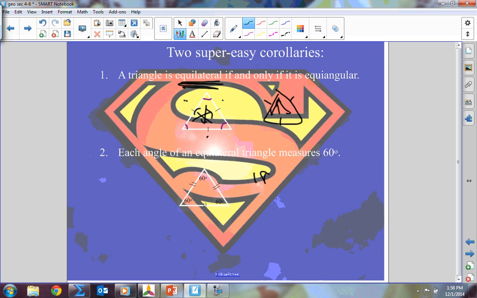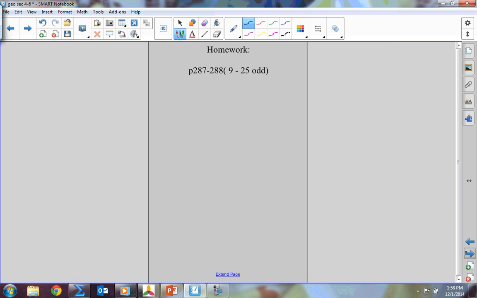And then 180 divided by 3 is 60. So since all the angles are the same, and they always add up to 180, 180 over 3 is 60. So each one would be 60. So you could prove those easily enough if you were ever asked to do so. Alright. Now that is everything for this section.